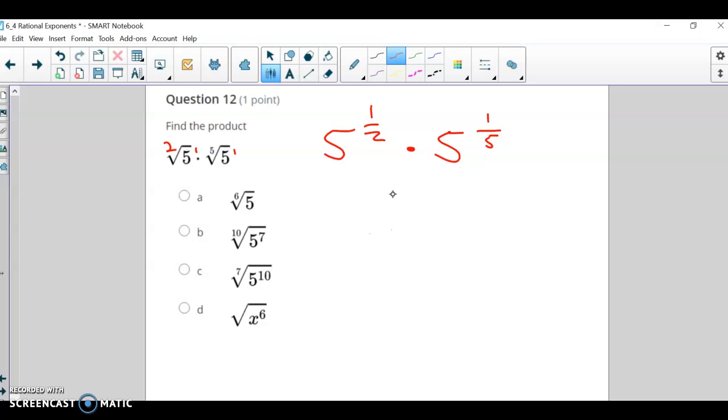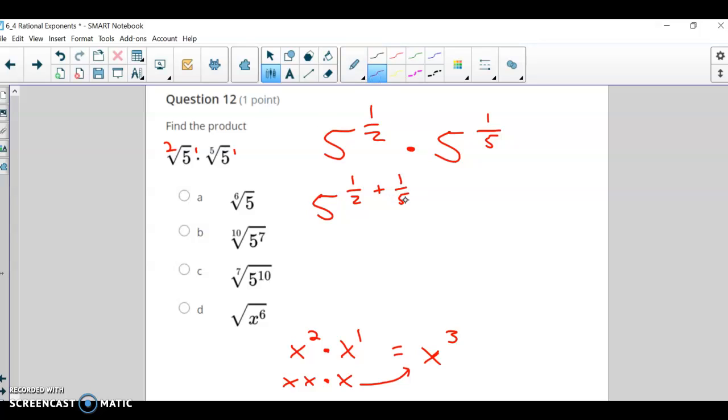All right, so now it's just a matter of remembering again, what do you do when the bases match? So basically the idea is you want to add the exponents, right? You're going to keep the base the same and add the exponents, like x squared is x times x, and we're multiplying it by 1 more x. You have 3 x's, so you add the exponents. So basically our answer here is going to be keep the 5 and do 1/2 plus 1/5.